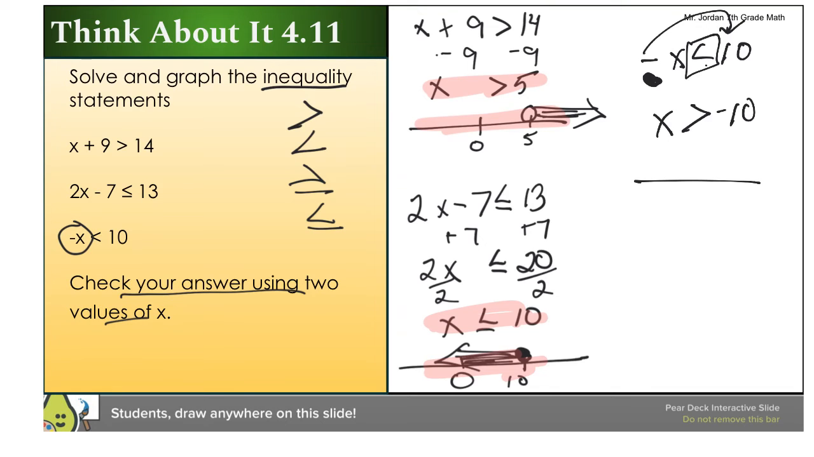Now, if I draw that, I put 0. Minus 10 is going to be down here. X is larger, so not equal to, so I put a hollow dot and go up.